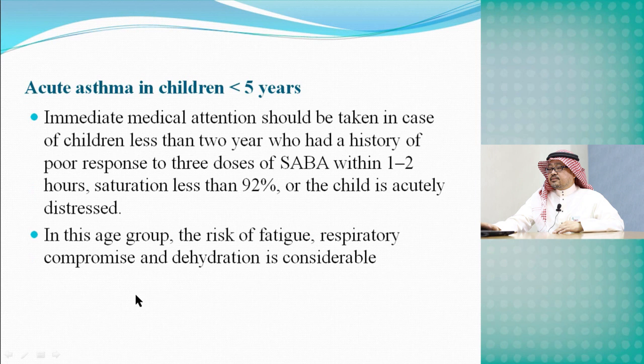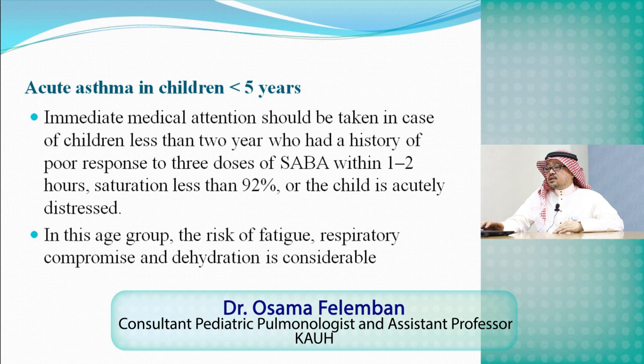In acute asthma in children less than 5 years, immediate medical attention should be taken in the case of children less than 2 years, those who had a history of poor response to 3 doses of SABA, or short-acting beta agonist, within 1 to 2 hours, saturation less than 92%, or if the child is acutely distressed. In this age group, the risk of fatigue, respiratory compromise, and dehydration should be considered.